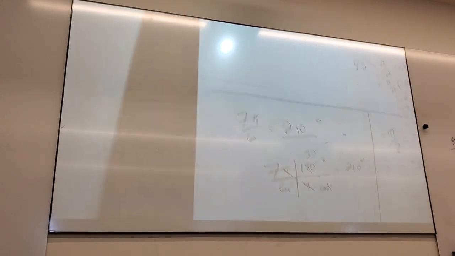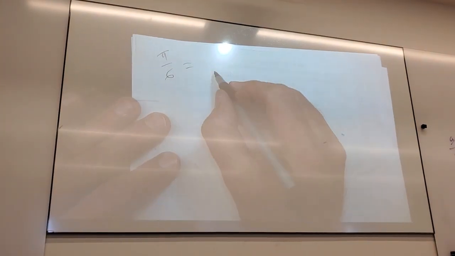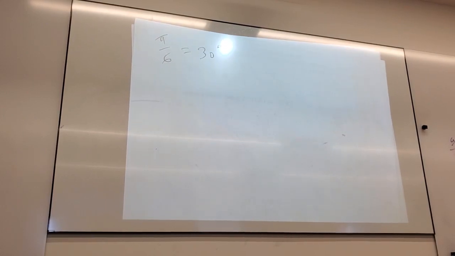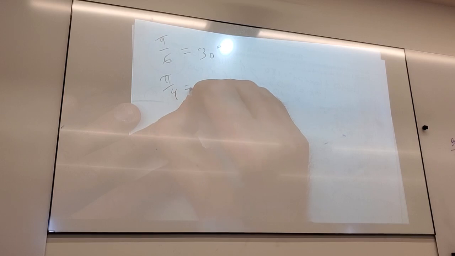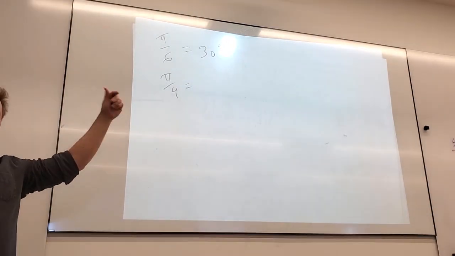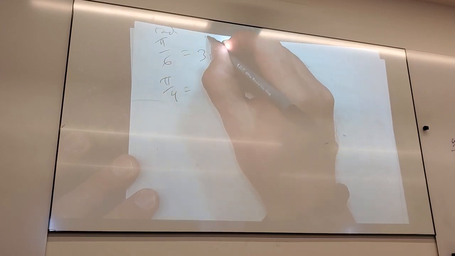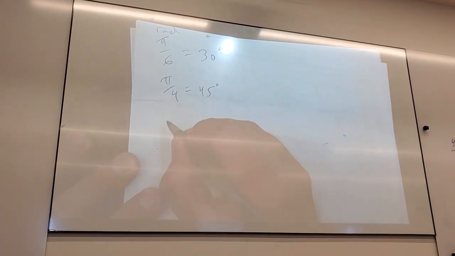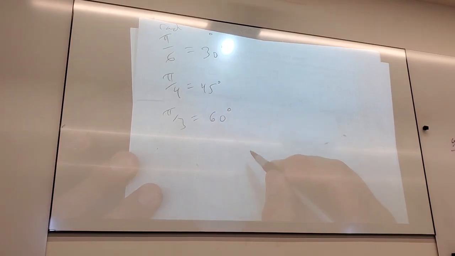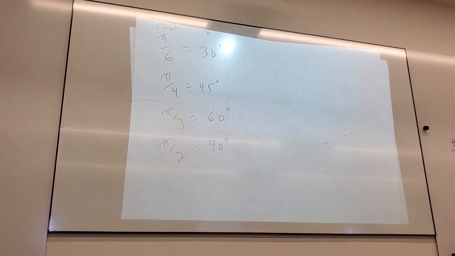Just to lay some groundwork for later, pi over 6 is 30 degrees, because 180 divided by 6 is 30. What's pi over 4? 45, because 180 divided by 4 is 45. Pi over 3 radians is 60, because 180 divided by 3 is 60. Pi over 2 radians is 90. Good.